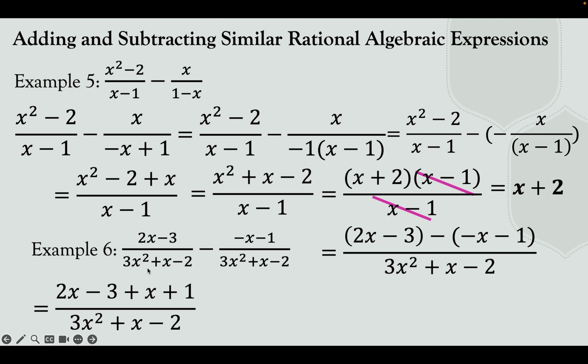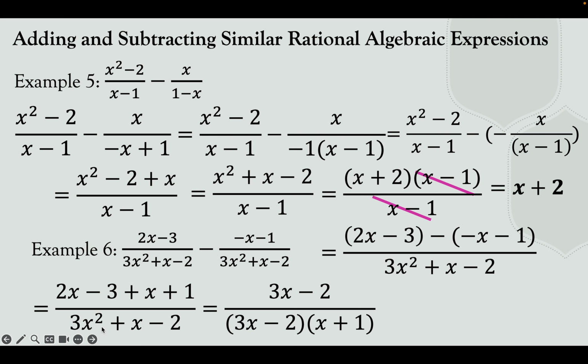So it will turn out to 2x minus 3, copying the first numerator, and then as I said earlier, we distribute the subtraction sign to each term of the second numerator. Negative times negative x turns out to positive x, and negative times negative 1 turns out to positive 1. Then simplify the expression by combining like terms. 2x plus x is 3x, and negative 3 plus 1 is negative 2.